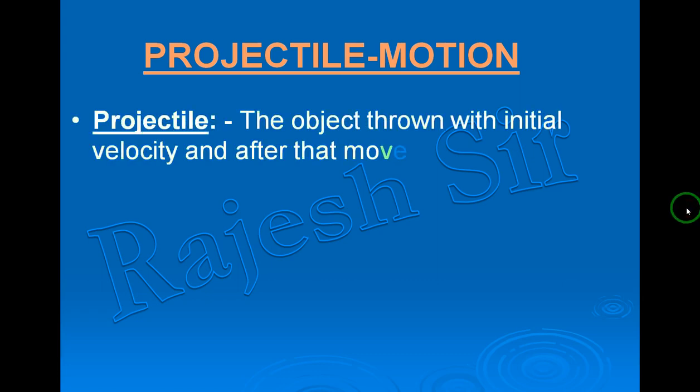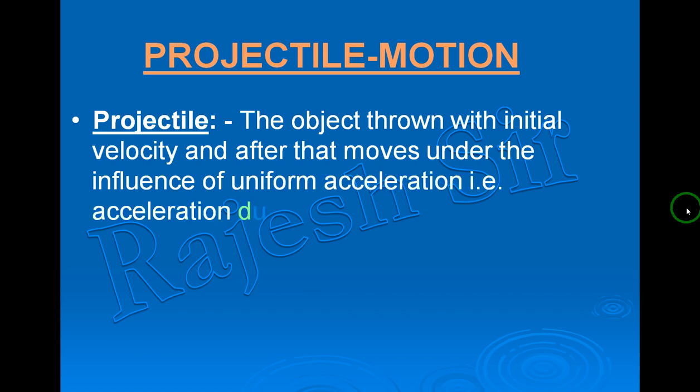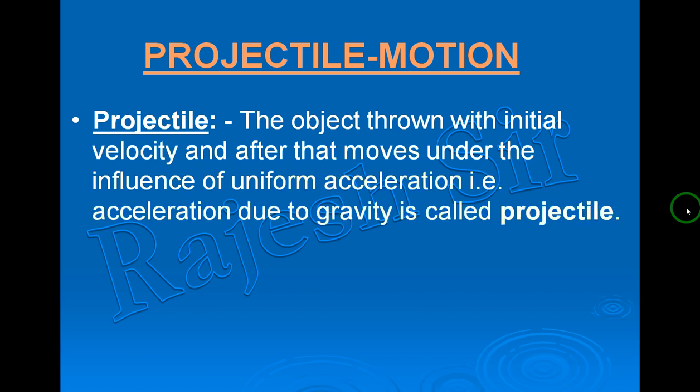What is a projectile? An object thrown with initial velocity, which after that moves under the influence of uniform acceleration, that is acceleration due to gravity, is called a projectile.